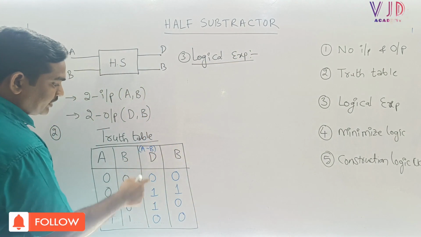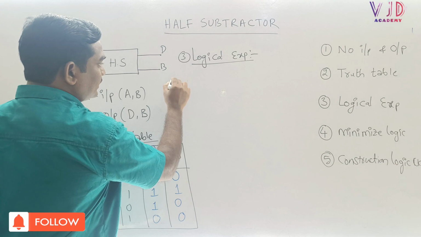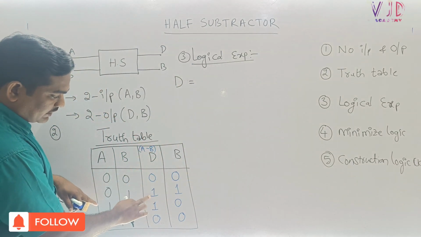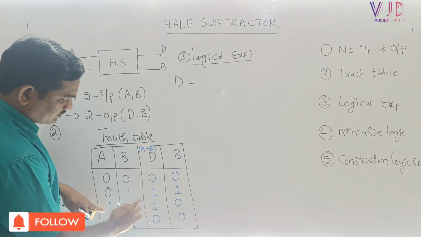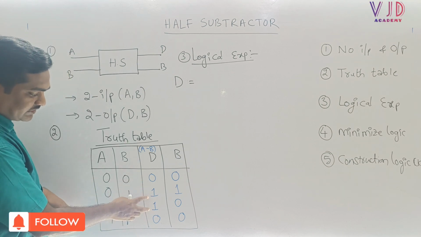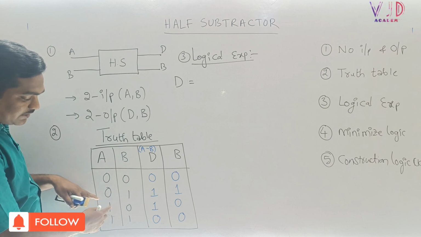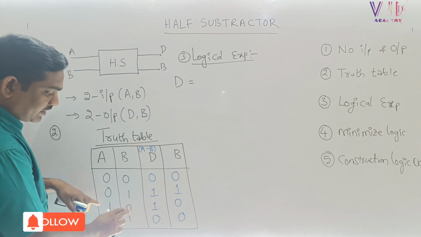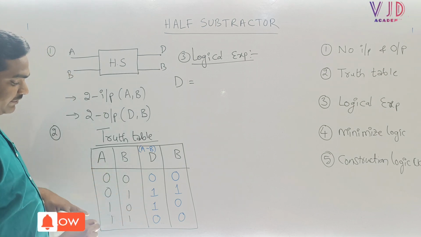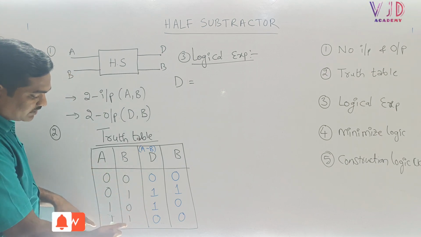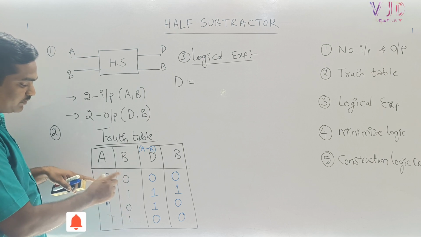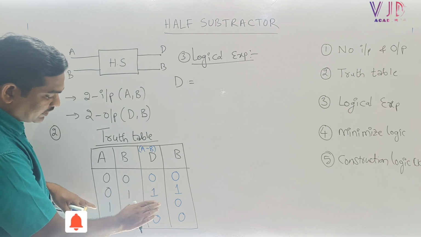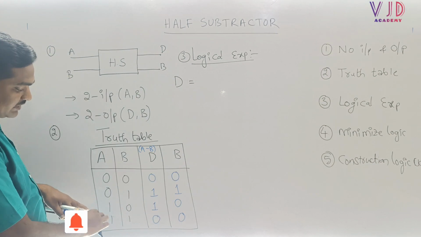Sir, coming to the difference, I want to write the equation for it. Which values are 1? The second row is 1 and the third row is also 1. The difference is 1 when one of the inputs is 0 and the other is 1. Even when both inputs are the same, both 1 or both 0, the output is 0. So the difference output is 1 only when one of the inputs is 0 and the other is 1.